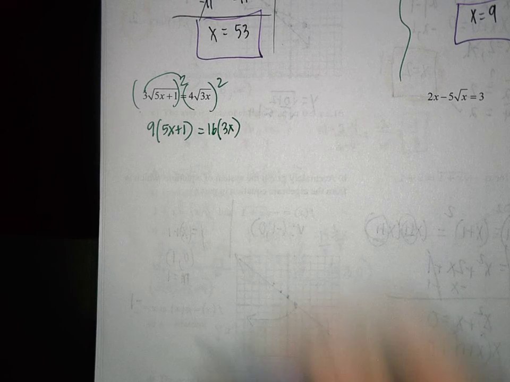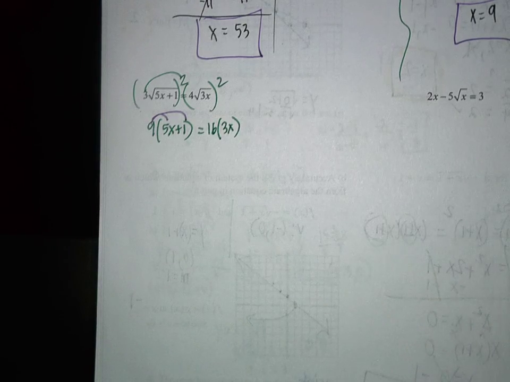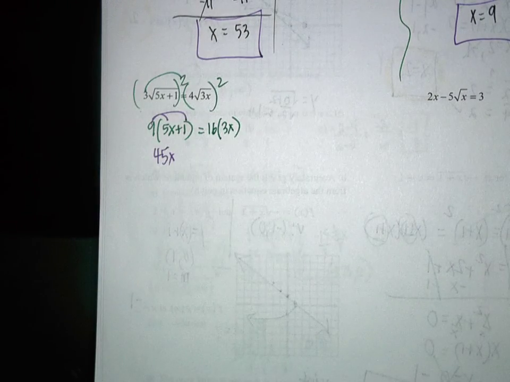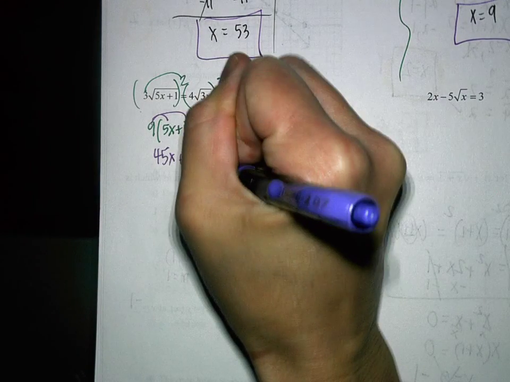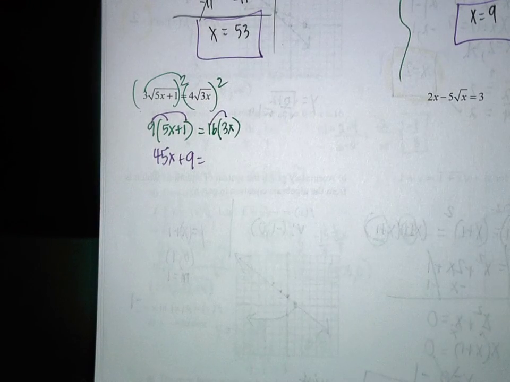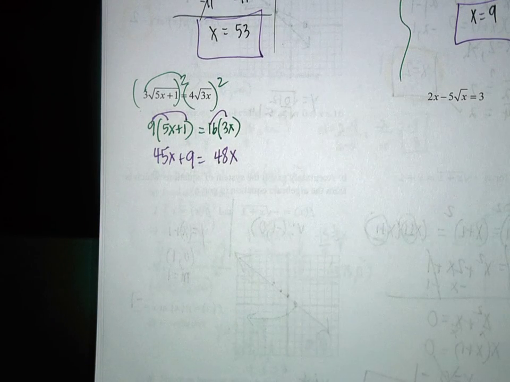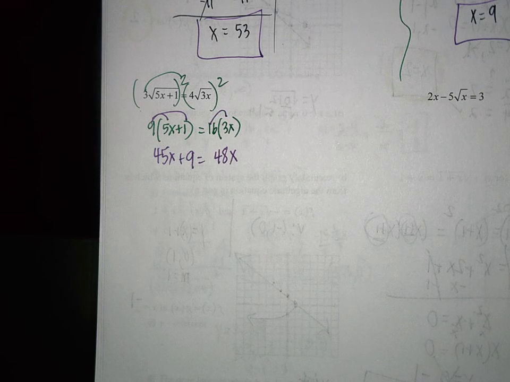Distribute is correct. So we're going to distribute. 9 times 5x is 45x. 9 times 1 is 9. We distribute this 16. And 16 times 3x is 48x. 16 times 3 is 48. Okay. Next step, anybody, is to do what?